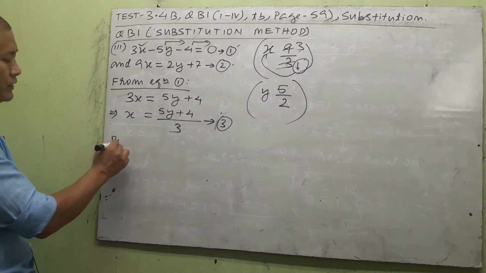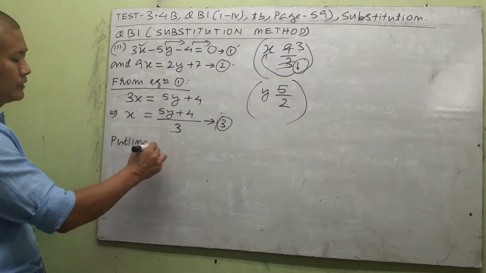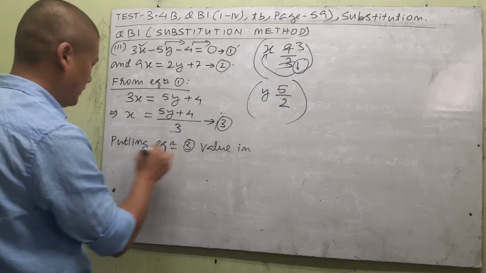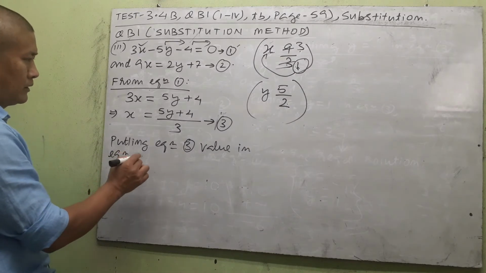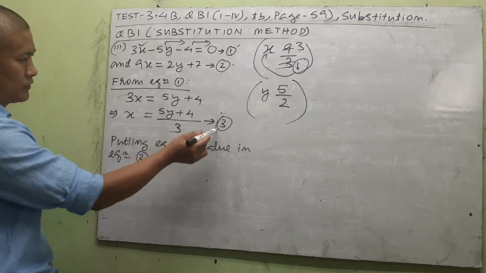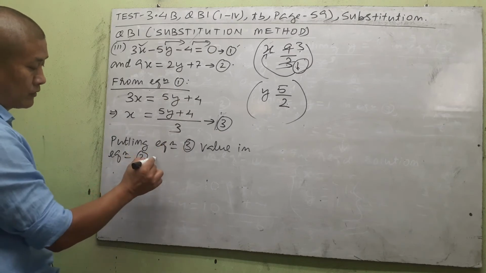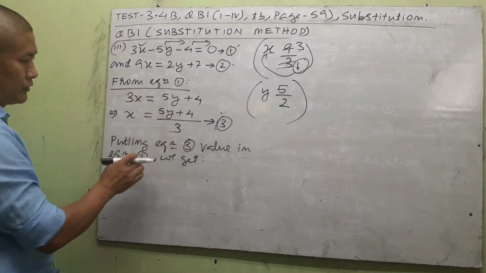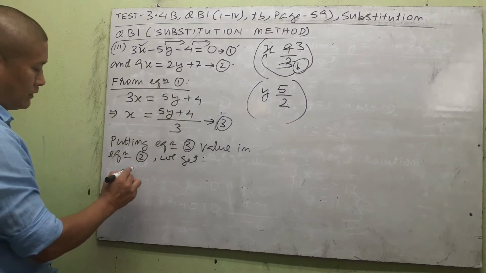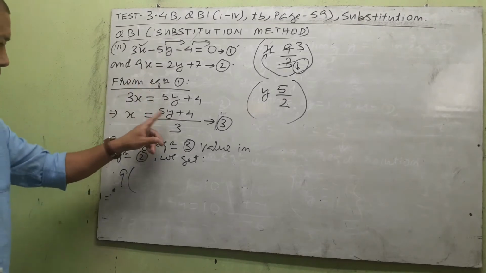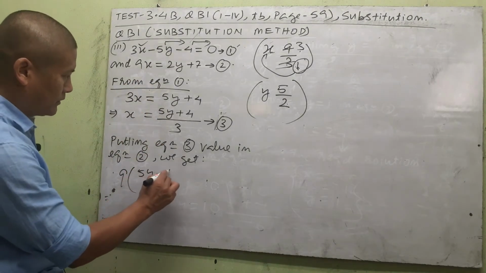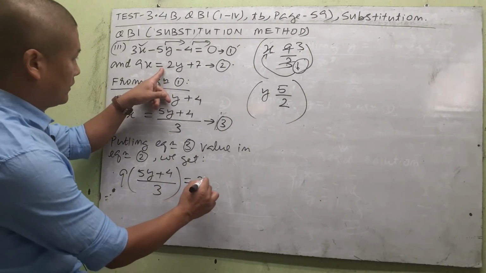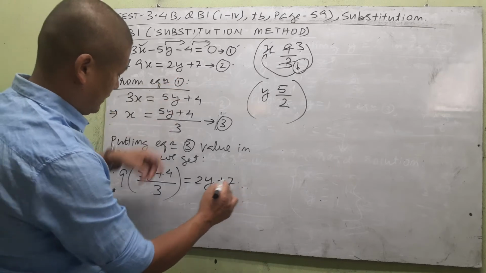Okay, so putting this equation 3 value in equation number 2, because we got the 3 from 1, so we shouldn't put in 1 again, put in 2. Then we get here, put it in 2 means here, this one, 9 into x, and x is here, 5y plus 4 divided by 3. Then here equal, so just put there equal 2y, that we can write plus 7.